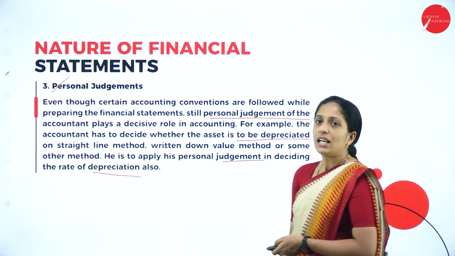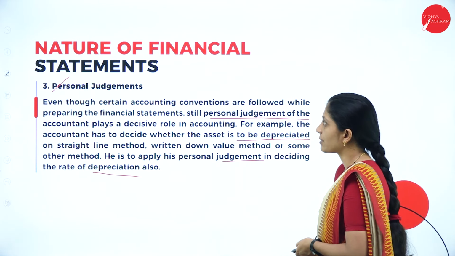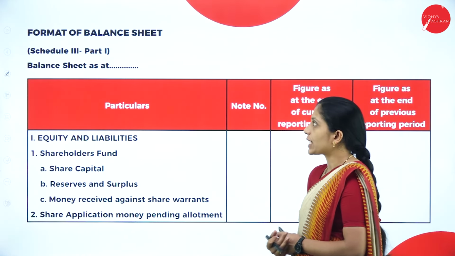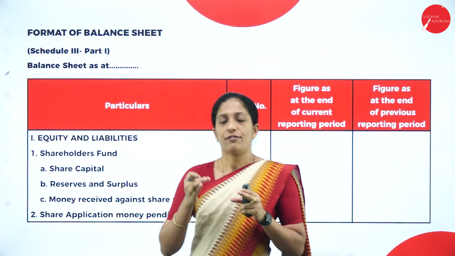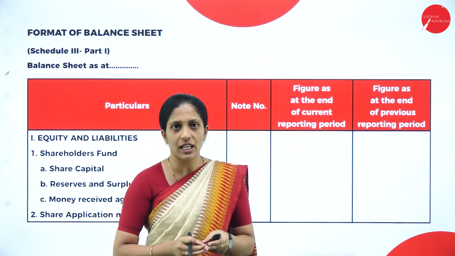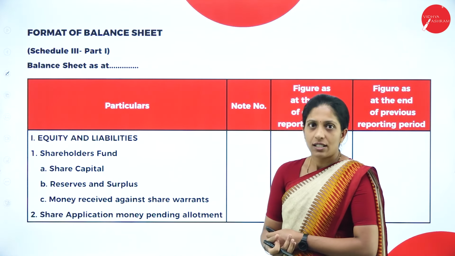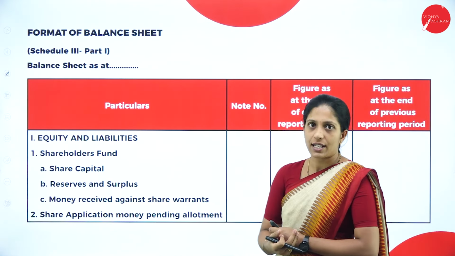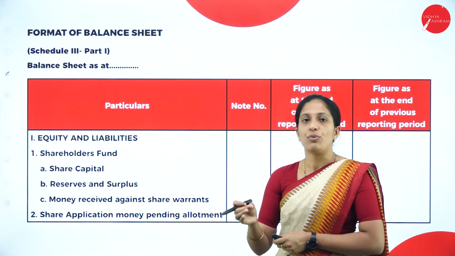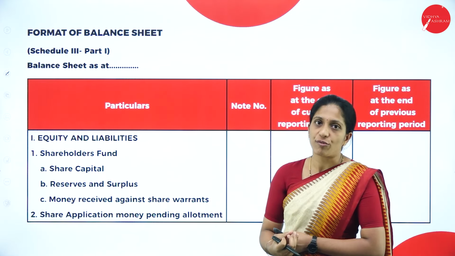Okay, so this would be the nature of financial statements. Now let us see the format of balance sheet. As I told you, the financial statement comes under Schedule 3, where Part 1 is the balance sheet. Schedule 3 Part 1 gives the format of balance sheet, whereas Schedule 3 Part 2 gives the format of statement of profit and loss.